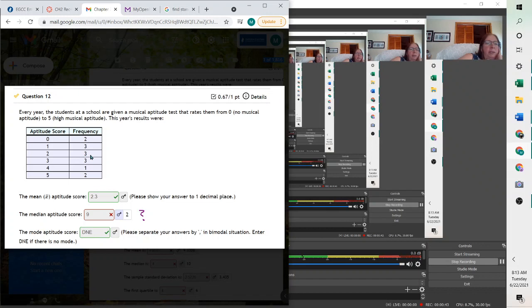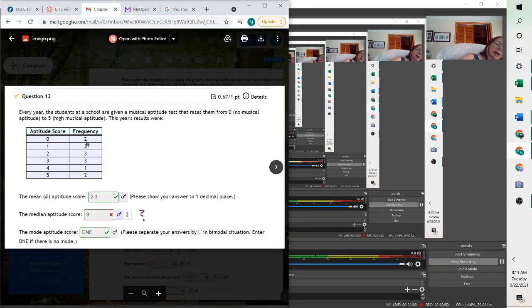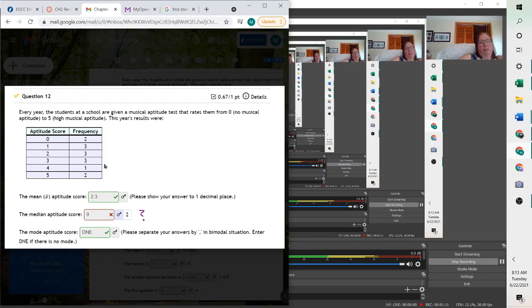If we count the frequencies to 7 and 8, and then see what score it was. So the first 2 were zeros, the next 3 were 1s, so that's the first 5. 6, 7, so 7 and 8 were both 2s. And so you take 2 plus 2 and get 4 and divide by 2 and you'll get 2. So you take the two middle values, which was the 7th and 8th value.